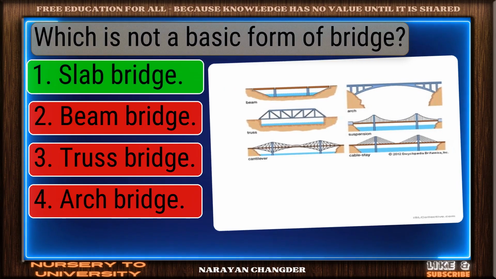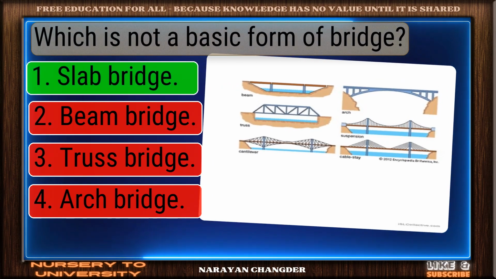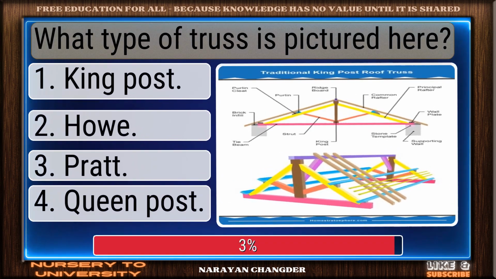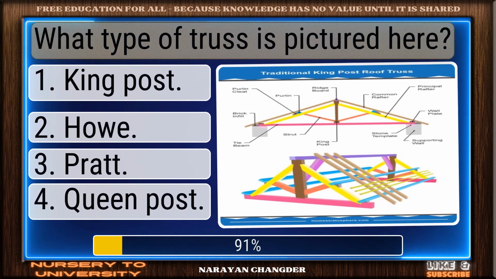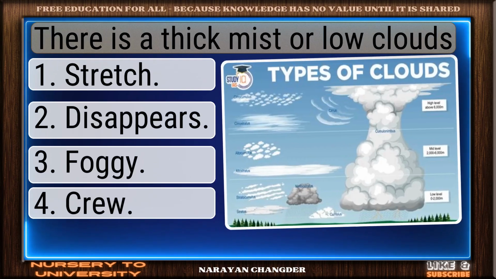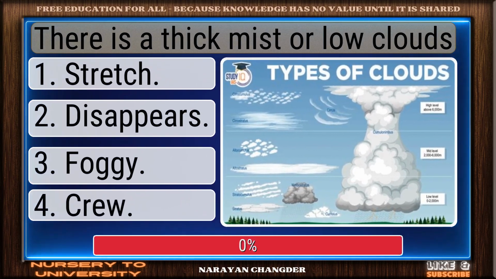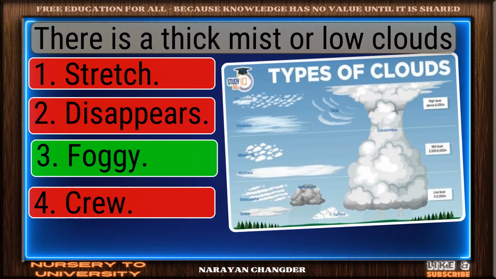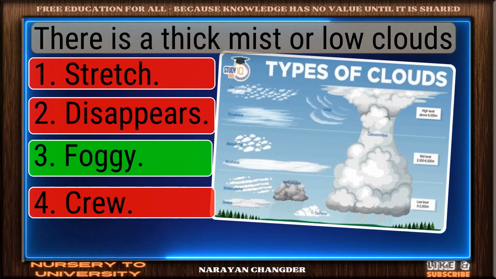Great thinking. Slab bridge is the right choice. What type of truss is pictured here? Nice work. You chose queen post and it is correct. There is a thick mist or low clouds. Perfect. Foggy is the correct choice.